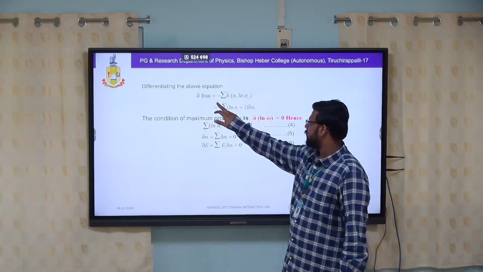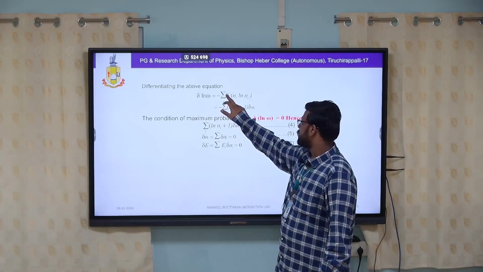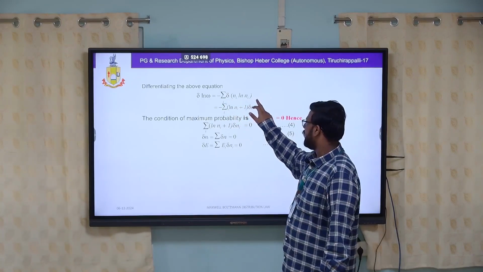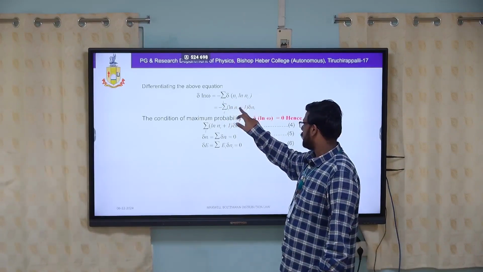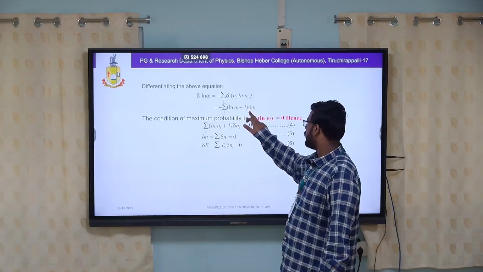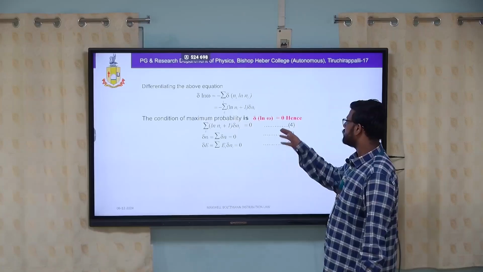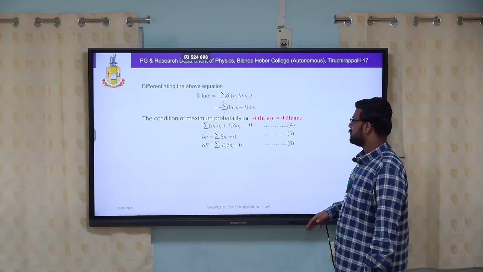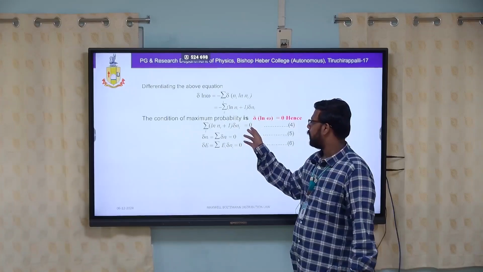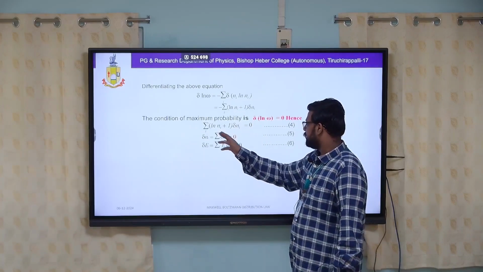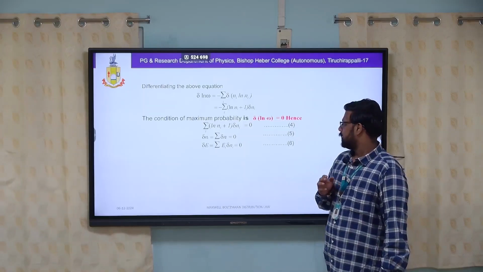So I need to differentiate the above expression. So del ln omega is equal to minus summation of del of ni ln ni. Differentiating this, we get ln ni plus 1 into del ni. So the condition of maximum probability is del ln omega equal to 0, and I am equating this to 0 and removing the minus sign. And then there are the auxiliary conditions that we have seen in the previous slides itself.